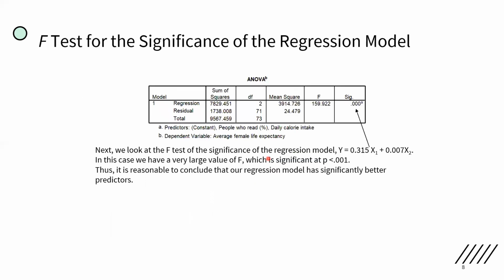And we have the third table, which is the ANOVA table. The ANOVA table depicts the effect of all the predictors in the model simultaneously. The p-value produced by the F statistic in ANOVA is less than 0.001. It implies that both predictors, calorie intake and people who read, have a simultaneously significant effect on female life expectancy.